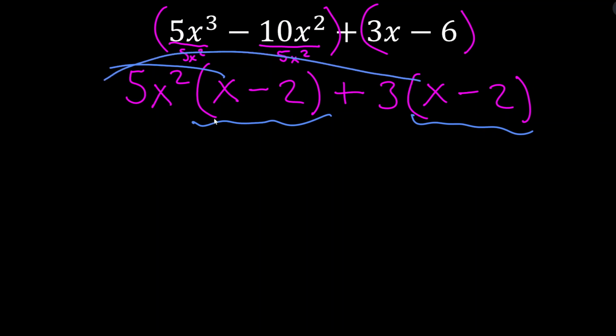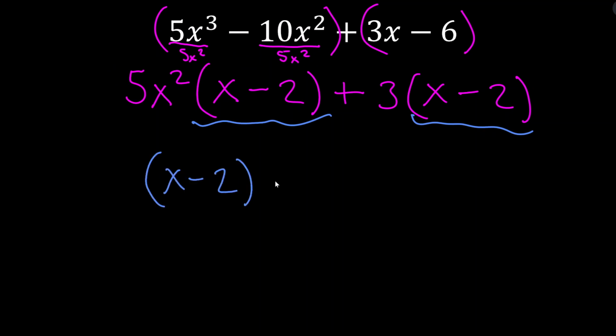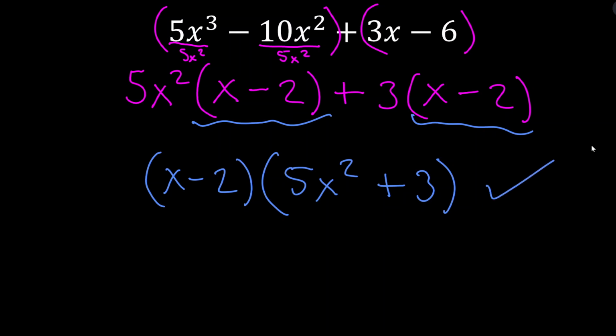Boom, both coming all the way out in front. What we're left with is 5x squared plus 3. So let me write it. The x minus 2, the x minus 2 are factoring out in front, and we are left with 5x squared plus 3. And so the last thing we're looking for is, is this factorable anymore? Like, is it a difference of squares? Is there another greatest common factor we can take out? And the answer is no. This is as fully factored as we can get. And that's it. We just factored by grouping.